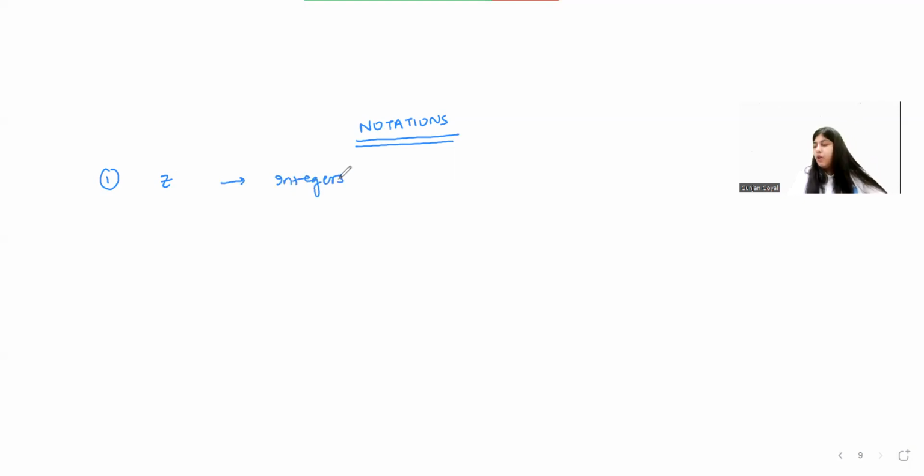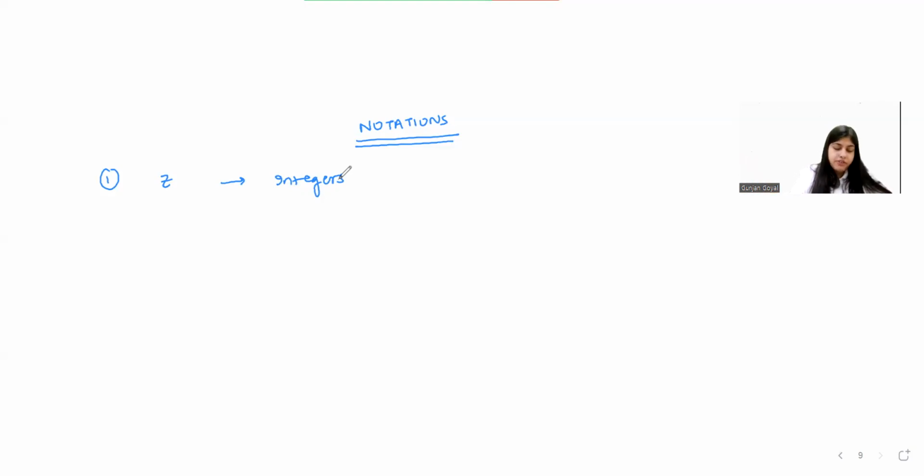Moving on to notations. The basic mathematical notations which you will require in your ACET. First is Z. Z corresponds to integers.